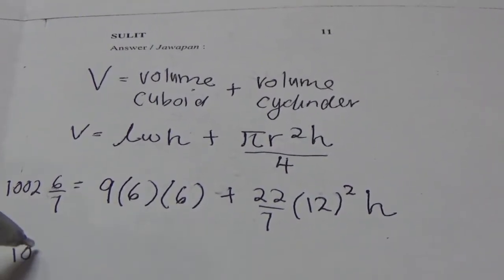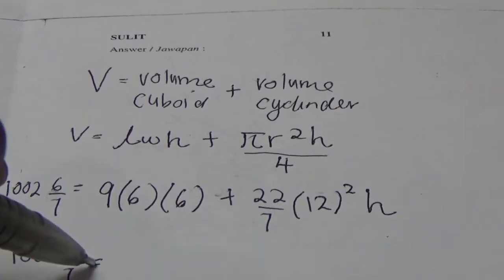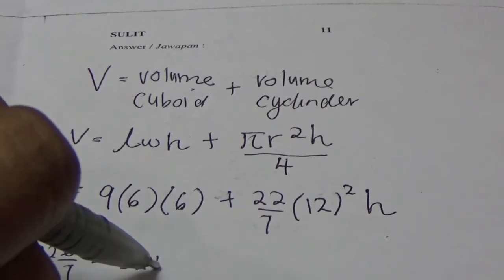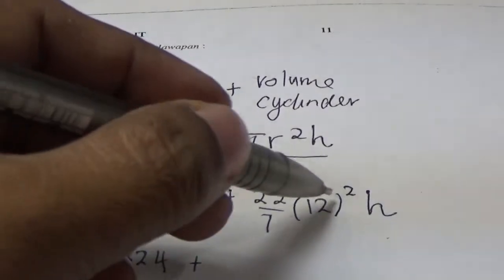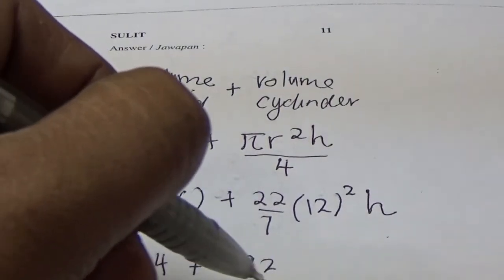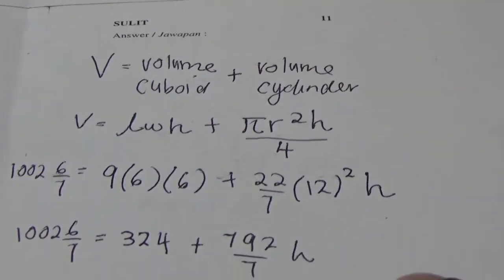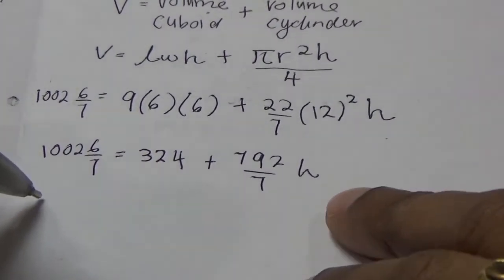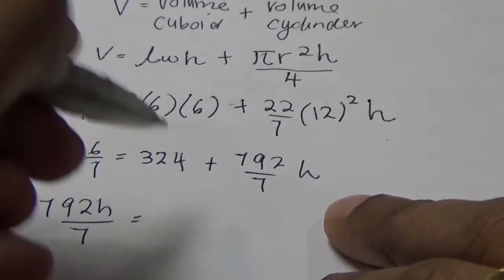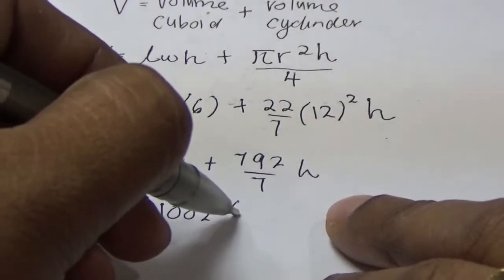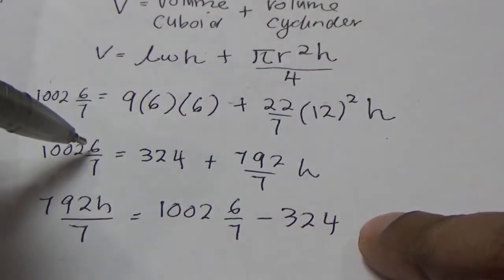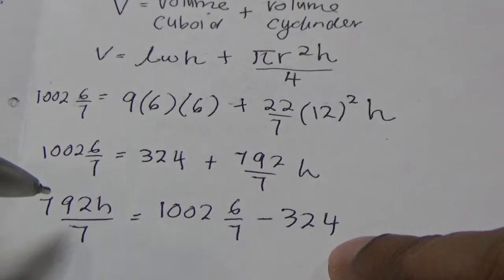So then you need to solve this. So 1002/6/7 equivalent to 9 times 6 times 6 would give you 324, plus this is 144 times 22/7, which would give you 792/7 h. So we need to solve h. So 792 h/7 equivalent to 1002/6/7 minus 324. So we bring it this side, so this minus 324.